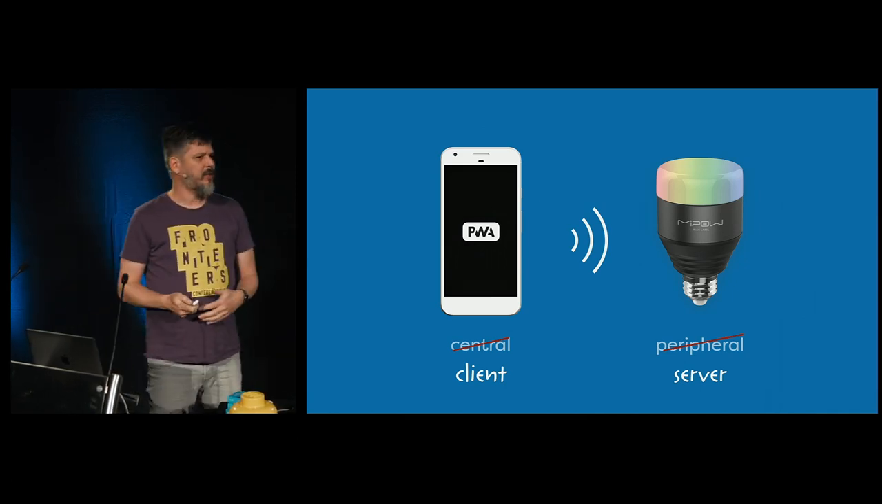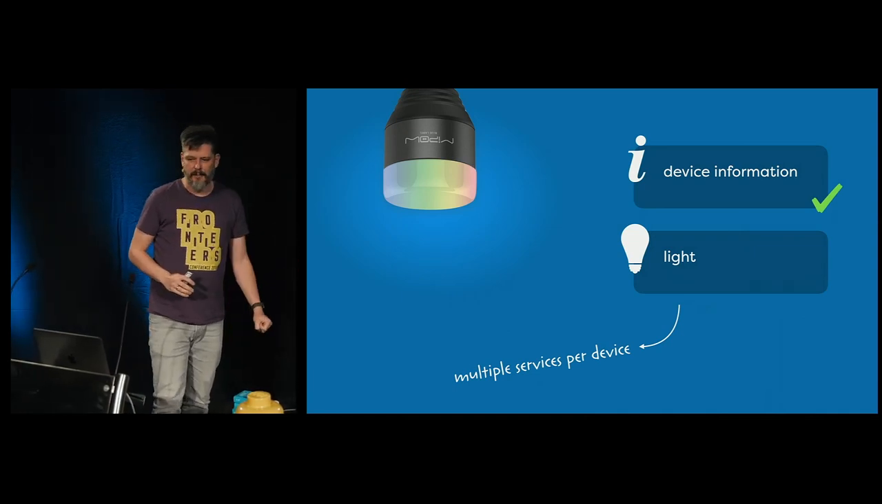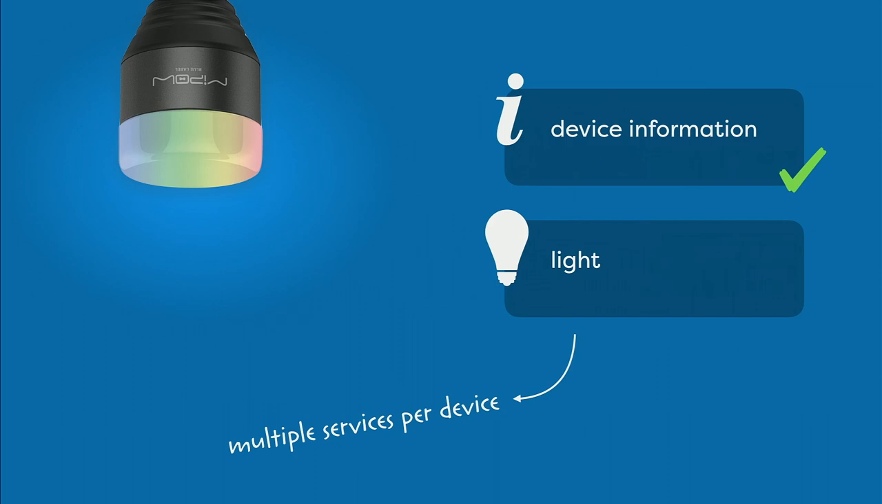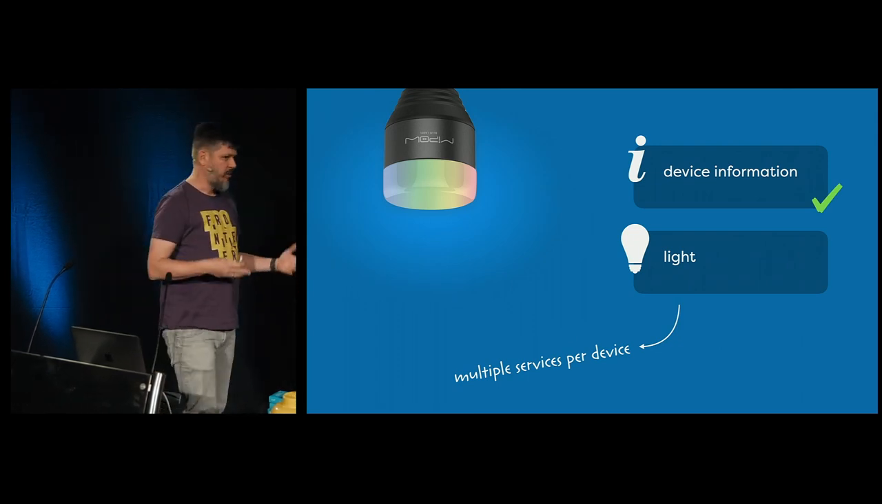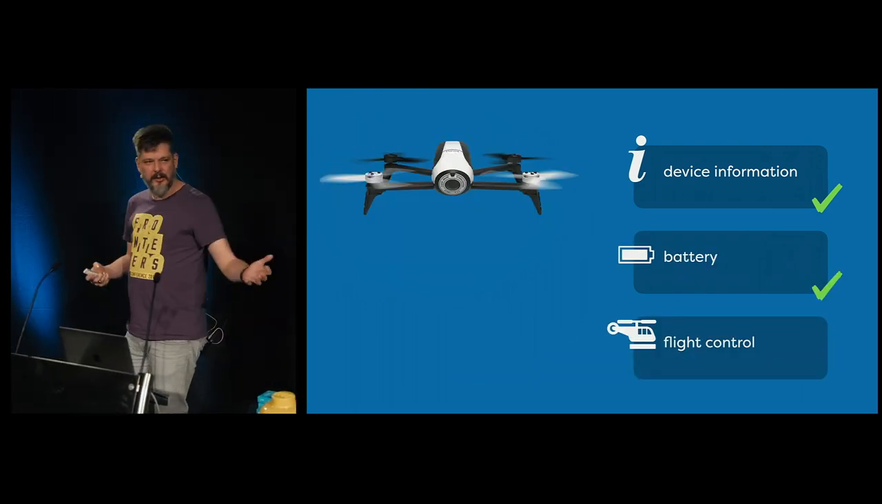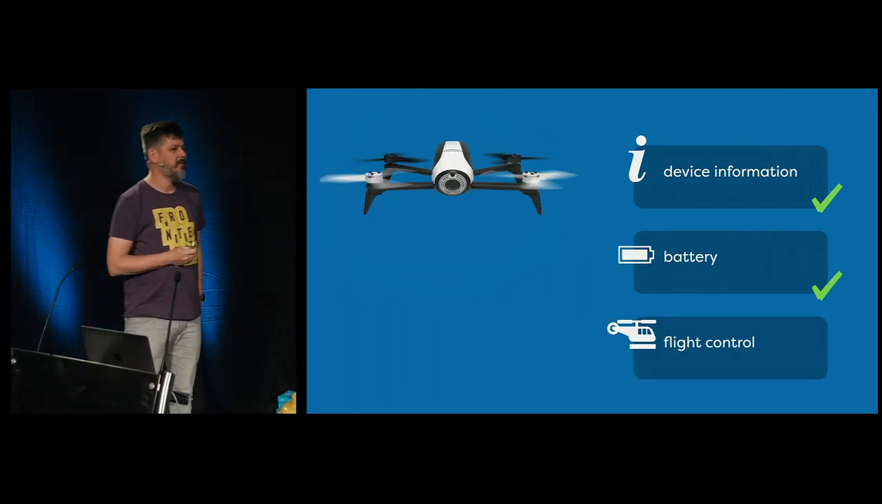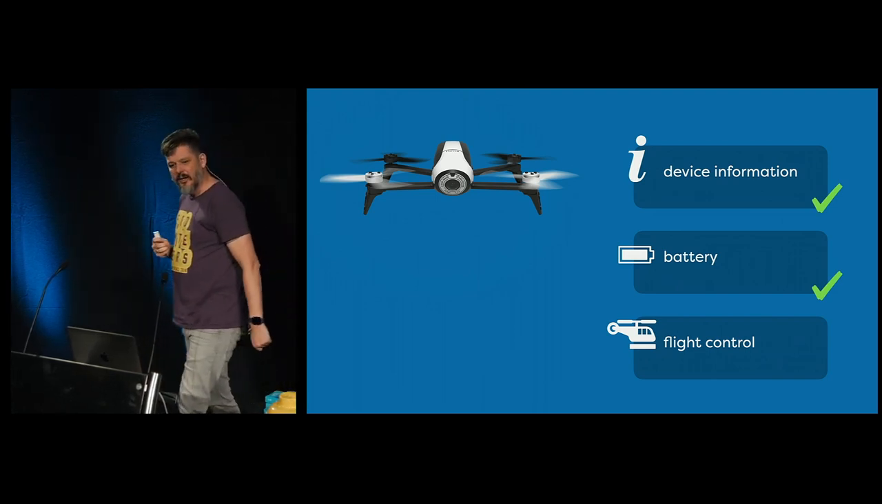So a light bulb offers services. One of them is light, of course. That is not a standard service, but there are also standard services specified by the Bluetooth specification, like device information, which tells you manufacturer or model and so on. So a drone might have, again, device information and battery information, because drones run on batteries, and you might want to know when the battery dies.